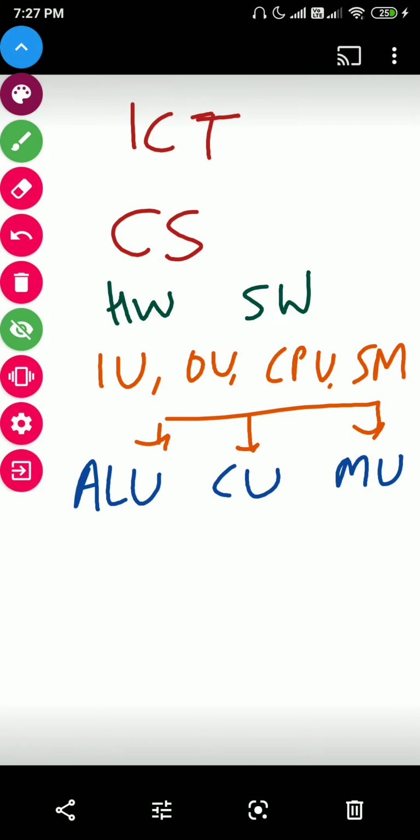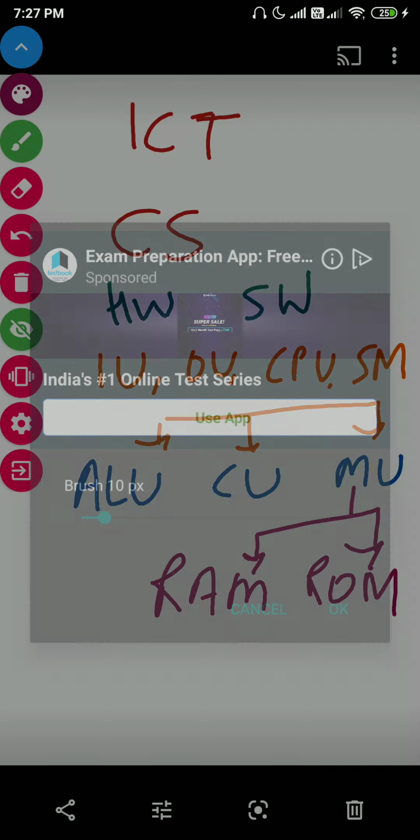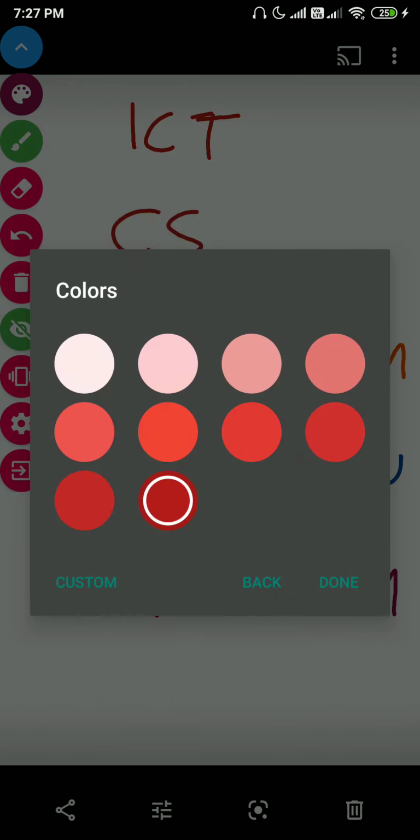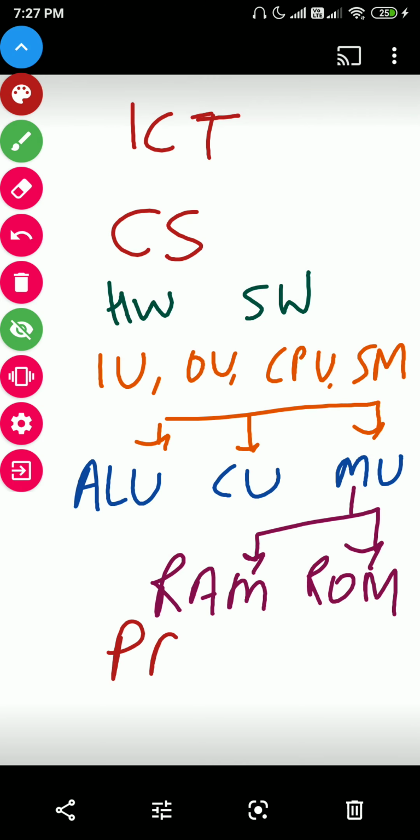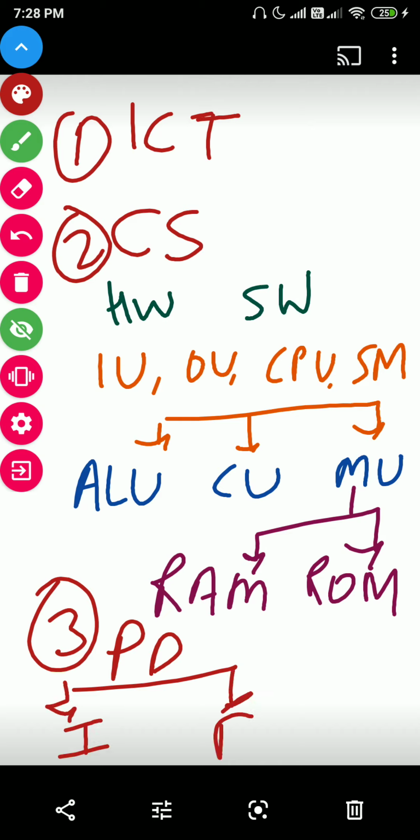Now what is memory unit? Memory unit is also divided into two parts, that is RAM and ROM. What is random access memory and what is read-only memory? We will also study this. Clear? The next thing that we are going to cover is peripheral devices. So first is ICT, second is computer system, and third is peripheral devices. Peripheral devices are further internal and external.